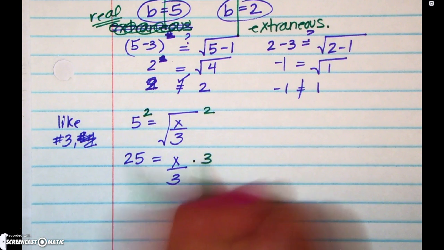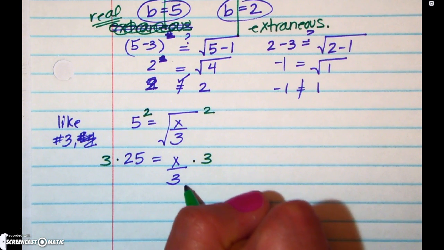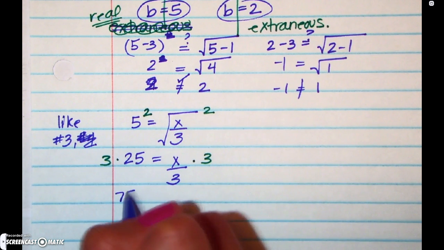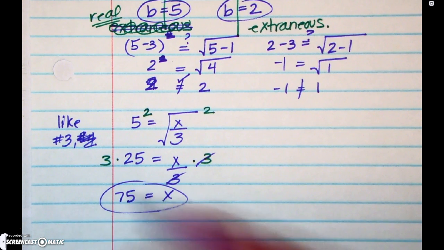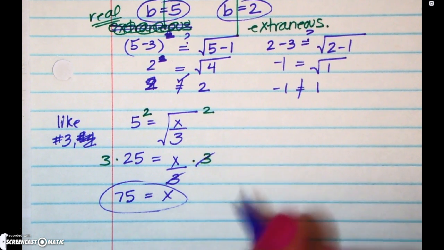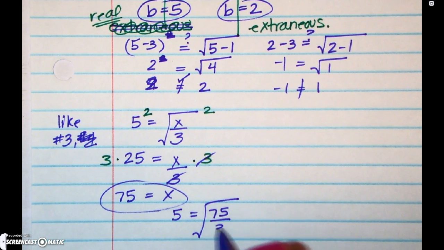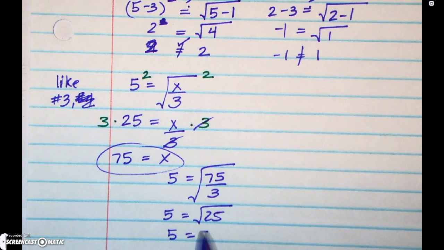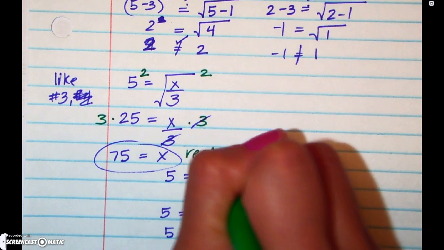I'm going to multiply both sides by 3 since I'm dividing by 3. You want to do the opposite of division, which is to multiply. What's 3 times 25? 75 is equal to x. The question is, is this real or extraneous? So you're going to put 75 divided by 3. 75 divided by 3 is 25. The square root of 25 is 5. So this is actually a real solution.